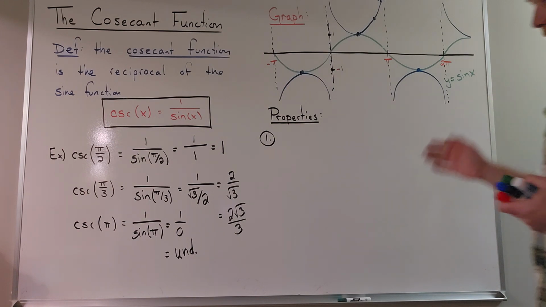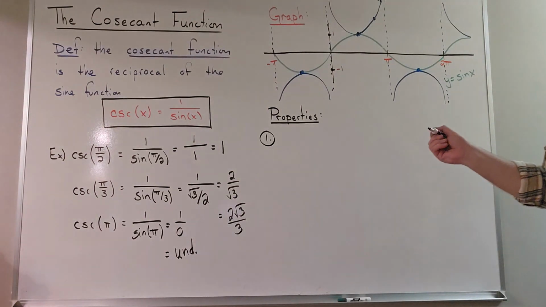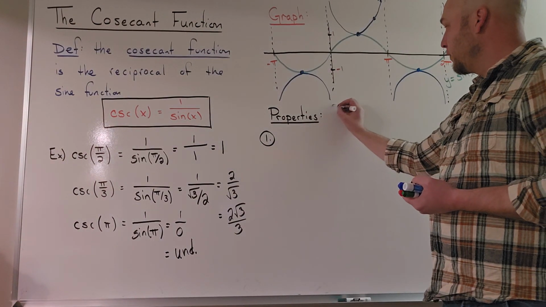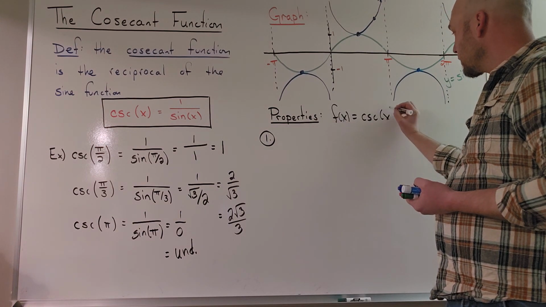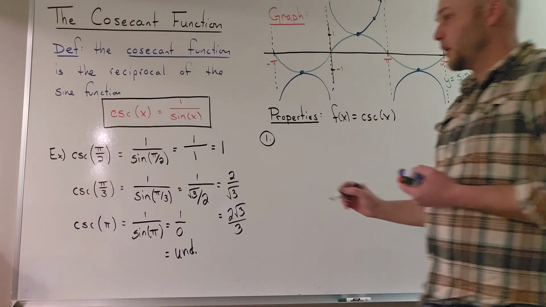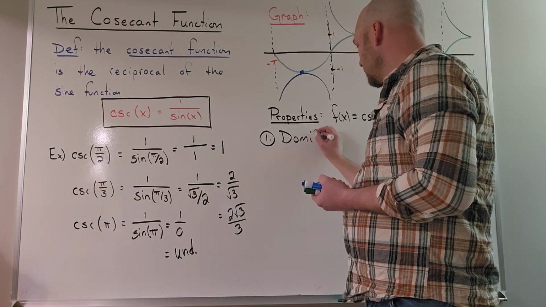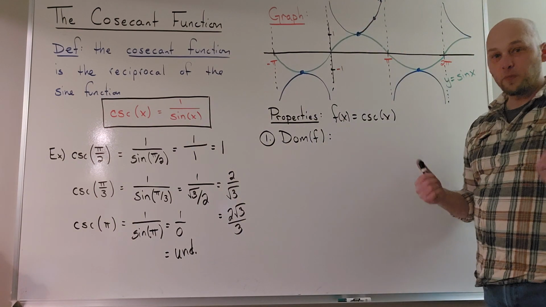Okay, so now let's use that graph and list a variety of really important properties of the cosecant function. So again, properties of f of x equals cosecant of x. First property, let's look at the domain. So the domain of the function. Domain is all the possible inputs.